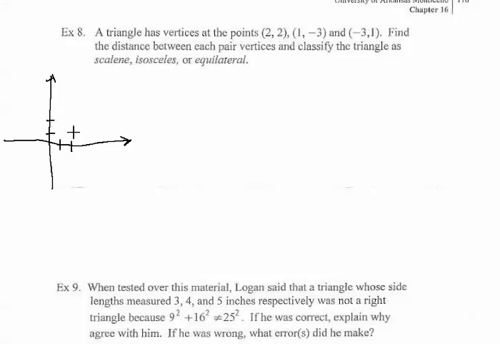So +2, +2 for y and x. Then we have a 1 and a minus 3, so down 3. Here is another point of the triangle. And then a third point at negative 3 and up 1. So 1, 2, 3, and then up 1. Not the best sketch, but it gives us some idea as to what the triangle is going to look like.